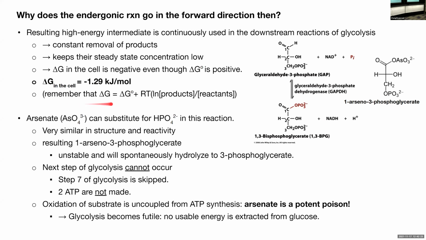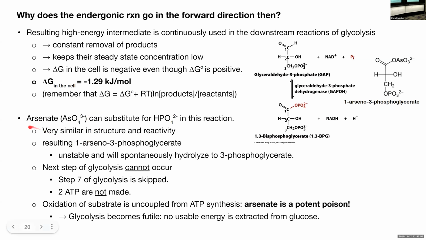Because again, remember this equation for getting the delta G, which has this ratio of the concentration of product and reactants. If the product concentration goes down and stays low, then you're going to have negative values for this term, meaning that even if delta G naught is positive, you can still get delta G as a negative value. And that's what is happening in the cell, as delta G is actually a negative value here.